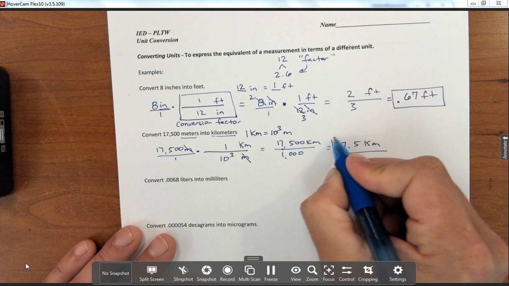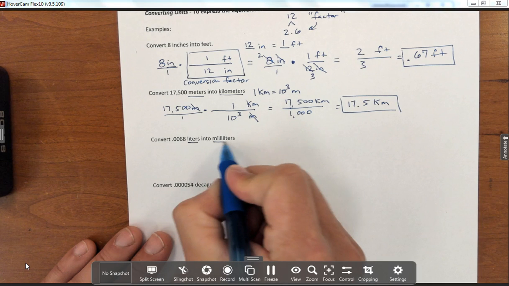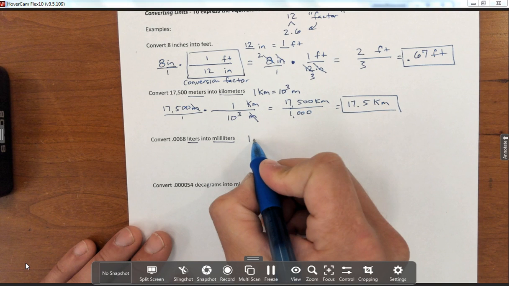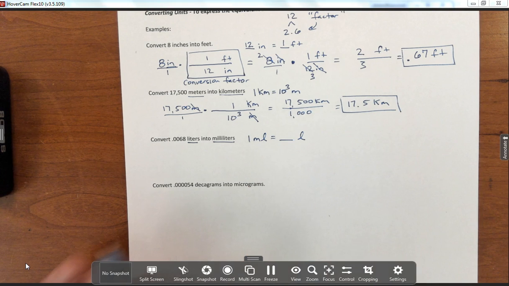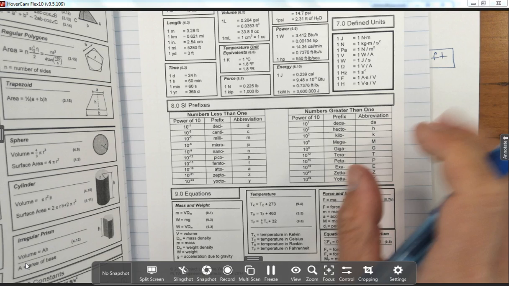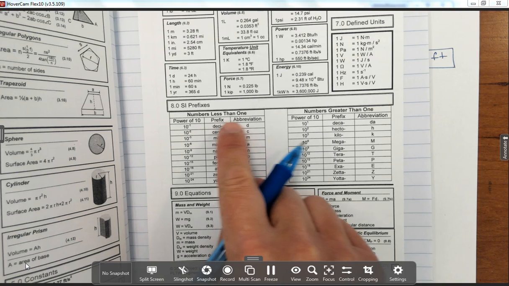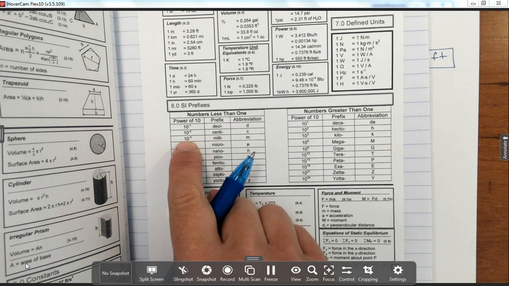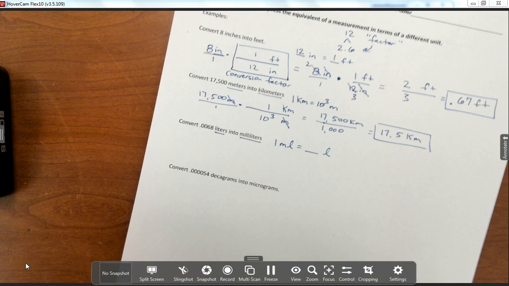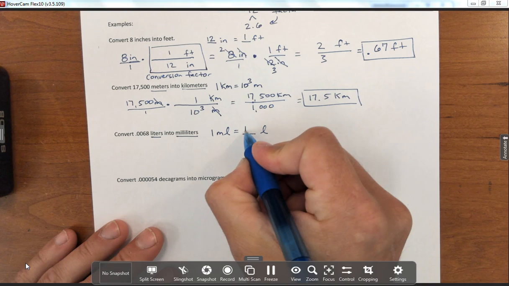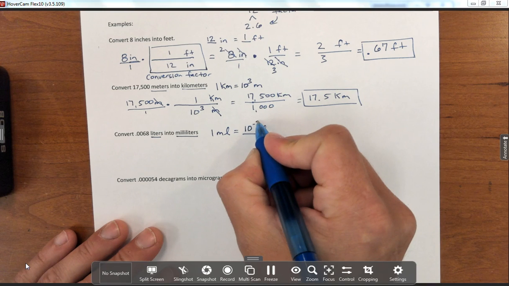Okay, the next one. Let's look at our table again. Liters and milliliters. I'm looking for this prefix, and it'll be 1 milliliter equals how many of the base. So if you're not familiar with that, let's look. Milli is smaller than the base, so I found it over here, and the number is less than 1. 1 milli equals 10 to the negative 3. So remember that, 10 to the negative 3. I'm going to write that in exactly how it was. We'll deal with that negative exponent later.